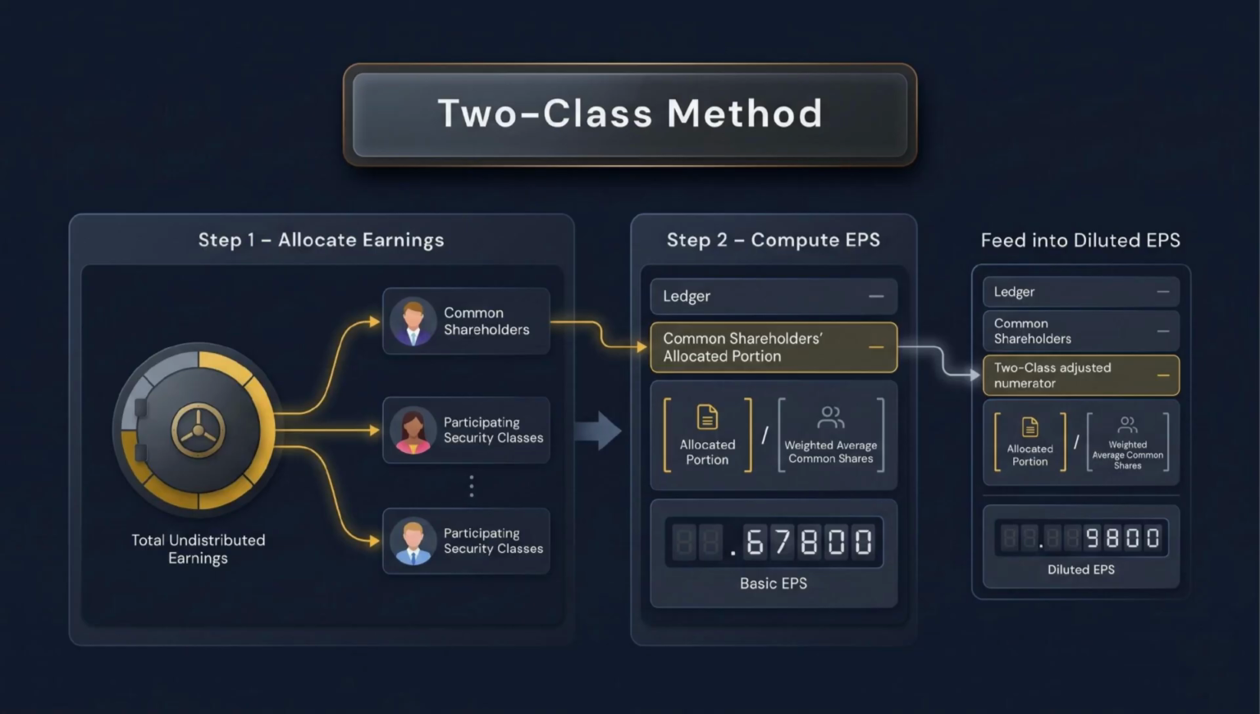Step 1 is to allocate earnings between common shareholders and participating securities based on their participation rights. Step 2 is to compute EPS using only the common shareholders' allocated portion as the numerator. This method does not replace diluted EPS. It changes the numerator that feeds into basic EPS and, where relevant, diluted EPS.